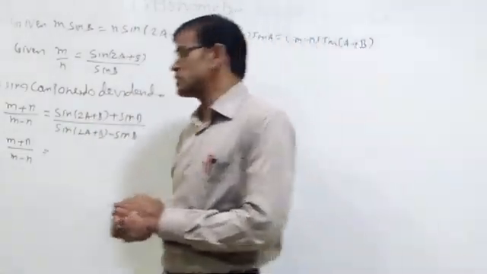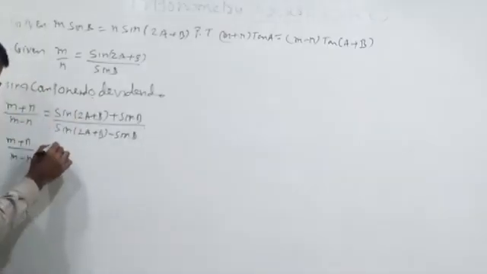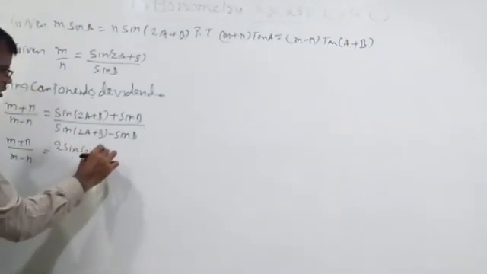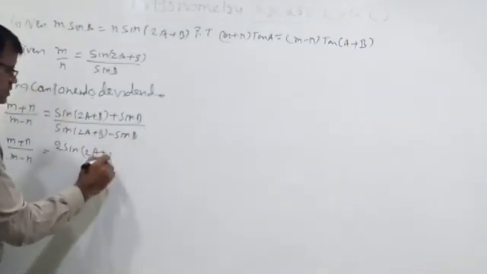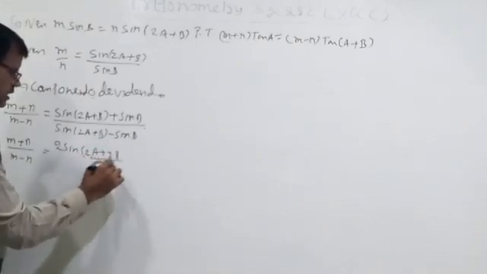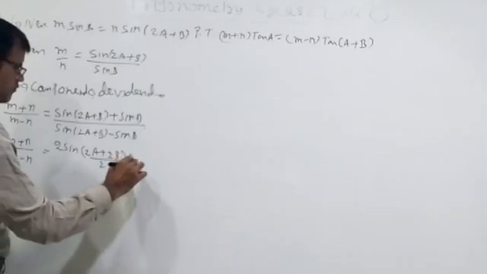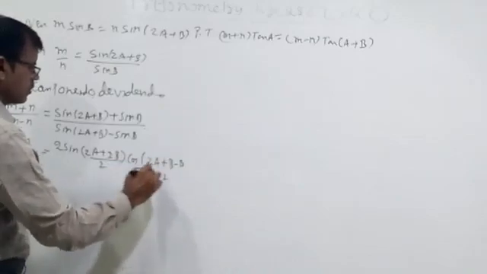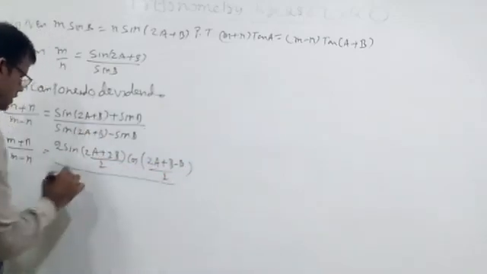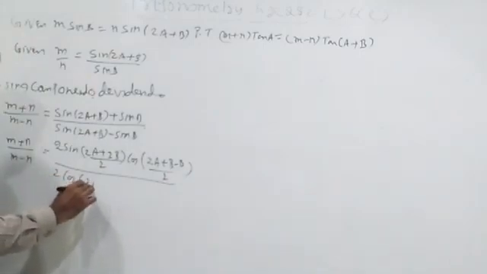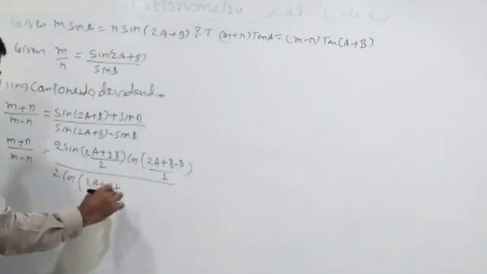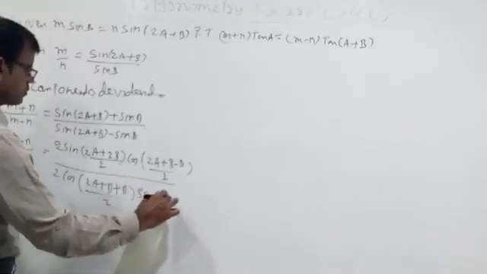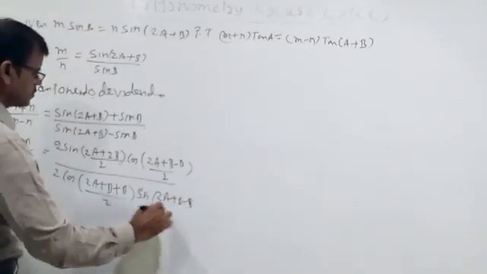Remember the formula: sin c plus sin d is 2 sin of (c plus d) by 2 into cos of (c minus d) by 2. So here, 2 sin of (2a plus b plus b) by 2 into cos of (2a plus b minus b) by 2. For sin c minus sin d, the formula is 2 cos of (c plus d) by 2 into sin of (c minus d) by 2, so 2 cos of (2a plus b plus b) by 2 into sin of (2a plus b minus b) by 2.